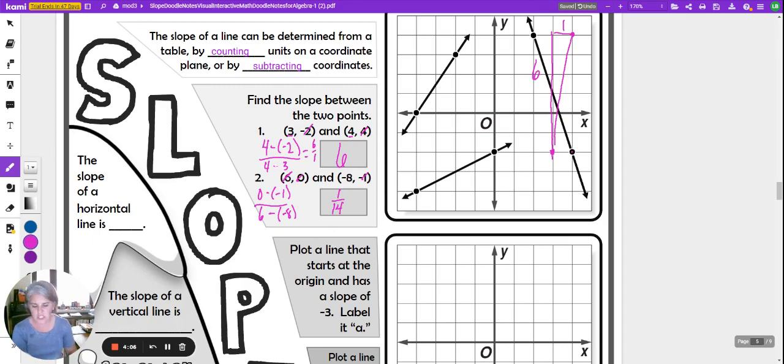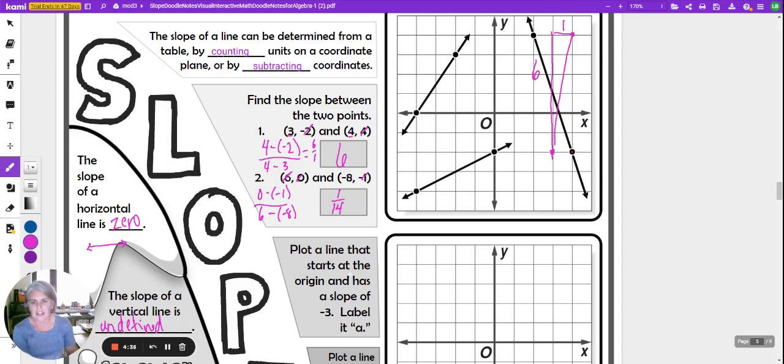All right, so the slope of a horizontal line is always 0. Remember, slope measures the steepness. So if I have a line that's straight across, it has 0 steepness. That line is not steep at all, 0 steepness. The slope of a vertical line, it's so steep that it's undefined. The slope of a vertical line is undefined. And I'll post a little video for you guys to watch called SlopeDoodle. It's kind of funny. It's kind of so lame that it's funny, but I will post it for you to watch.